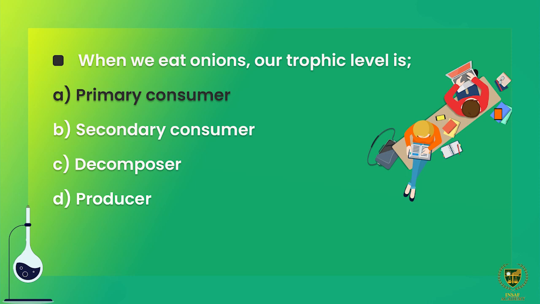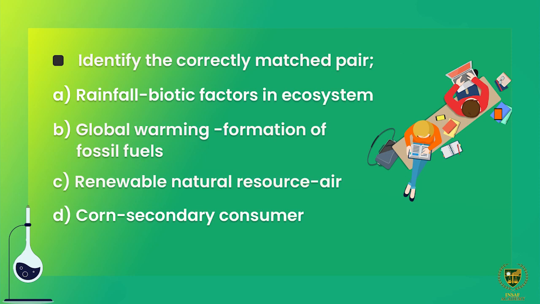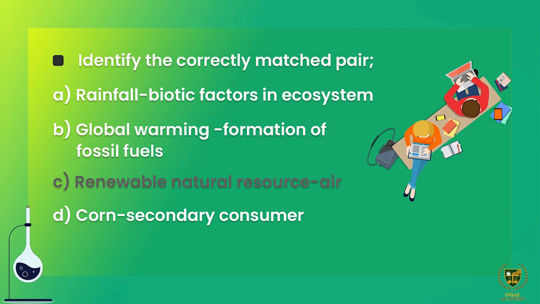Next question is, identify the correctly matched pair. So rainfall, biotic factor in ecosystem, no dear students, that is not biotic, that is non-biotic or abiotic component. Global warming, formation of fossil fuels, no dear students, formation of fossil fuels is something else, and global warming is something else, so that is also mismatched. Renewable natural resource, that is air, so that is a correct matched pair. So the correct option for this question is Charlie, that says the renewable natural resource is air.